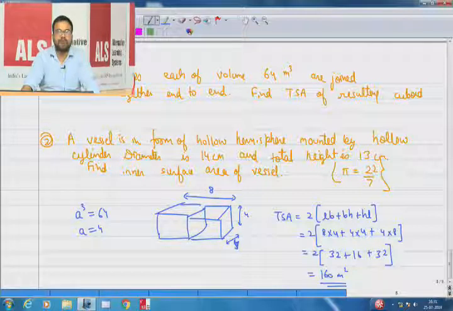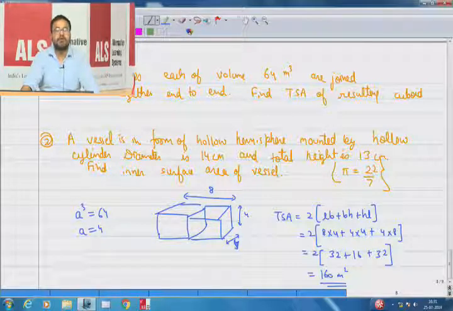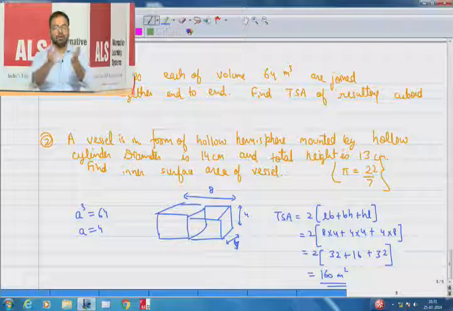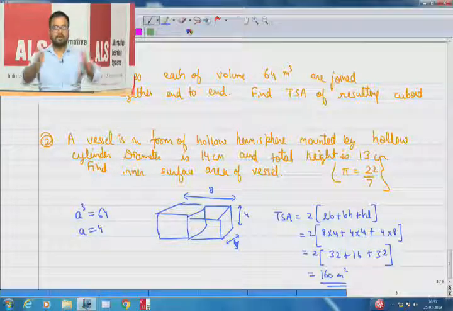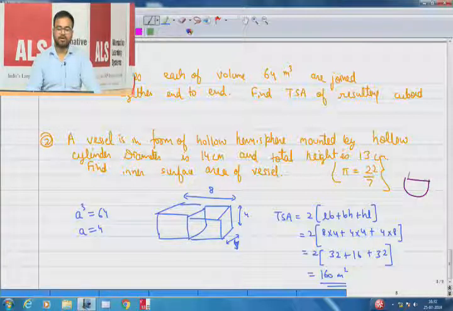That's right, CC4. All of you try the second one also. A vessel is in the form of a hollow hemisphere mounted by a hollow cylinder. Mounted means on the hemisphere, the cylinder is there. So a diagram will be like this. This is the hemisphere and on the top there is a cylinder like this.